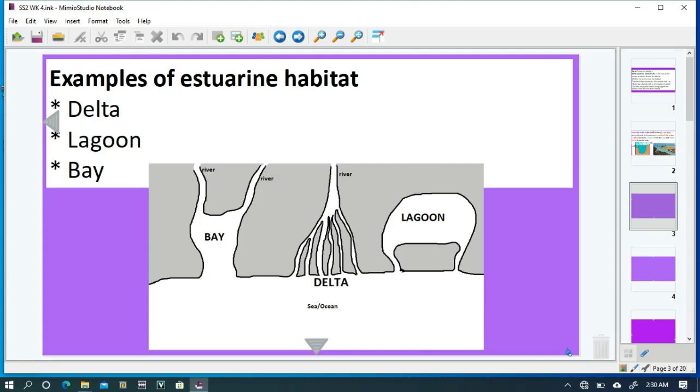A delta is where a river divides into many channels before entry into the ocean. It is formed at the mouth of the river as it enters the sea. The second example, lagoon, is a body of ocean water that enters into the land through a canal, and the water mixes with fresh water from rivers and streams. The third example is a bay. A bay is a small portion of the sea water which enters into the land and mixes up with fresh water from the rivers and streams.